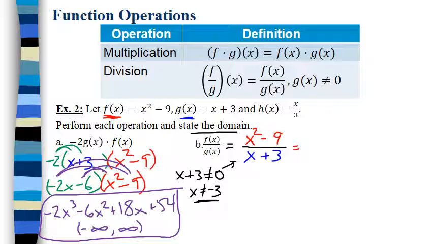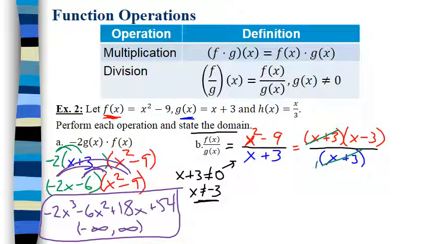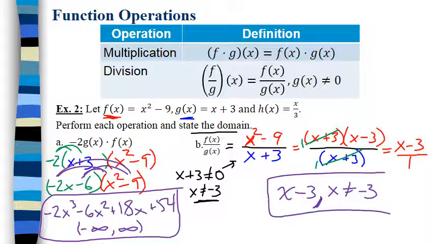From polynomials unit and quadratics, remember this is a difference of squares, so we can factor this to x plus 3 times x minus 3. And in fact, we're going to want to factor as much as we possibly can to see what simplifies. And so we recognize that we have a common factor of x plus 3 in both the numerator and the denominator. So x plus 3 divided by x plus 3 is 1. And so we're left with x minus 3 over 1, which we can therefore simplify to just x minus 3. And we say for the domain where, this means where, x is not equal to negative 3.